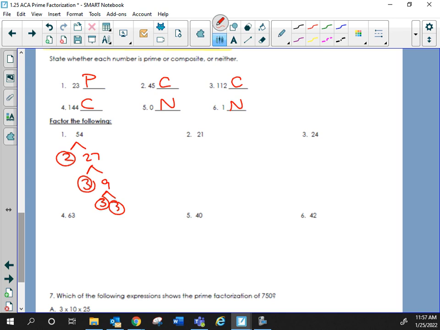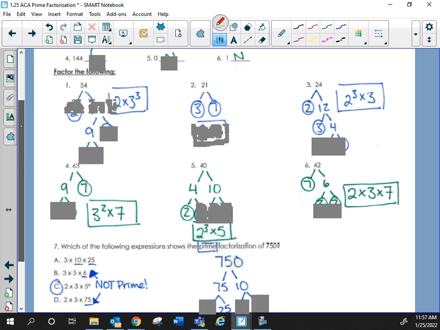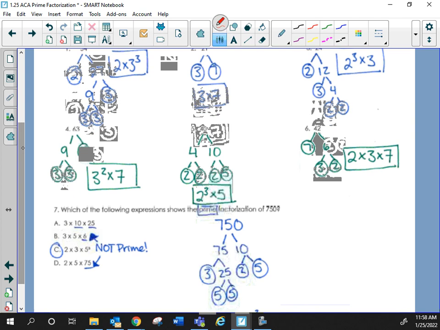Who wants to take a chance? Would it just be 2 times 3 times 3 times 3 times 3? Yes, but I instead want to say power 3 or cube because there's 3 of them. Okay? Those little divisibility rules really help. So here are the answers for the rest of that page that you can check.